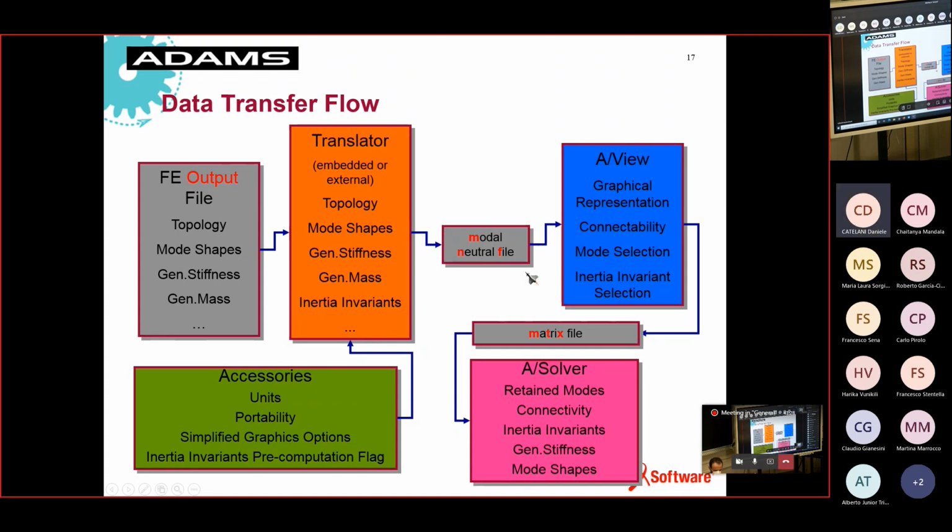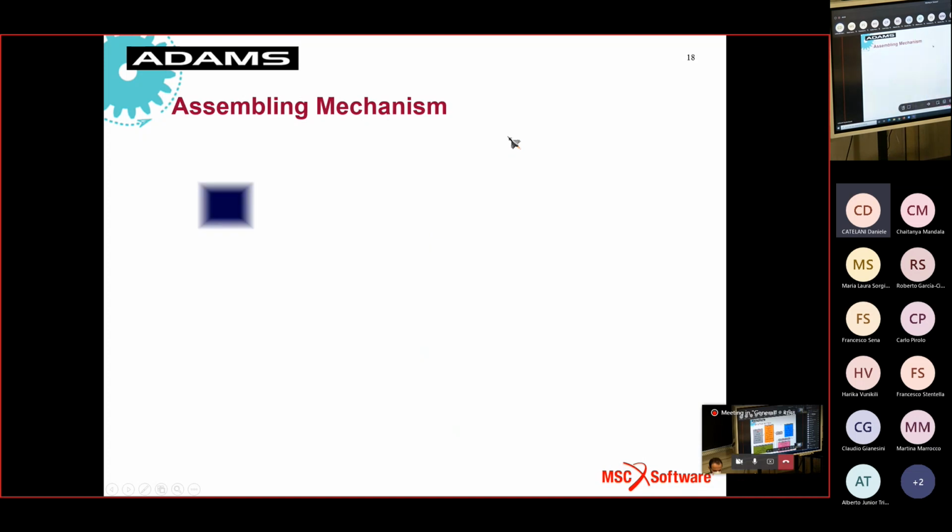The Adams solver, that is the core of Adams, extracts the important information from this file, runs the simulation, and at the end, in the post-processor, you can visualize displacement, velocity, acceleration, deformation, velocity of deformation, acceleration of deformation, stress, etc., etc.